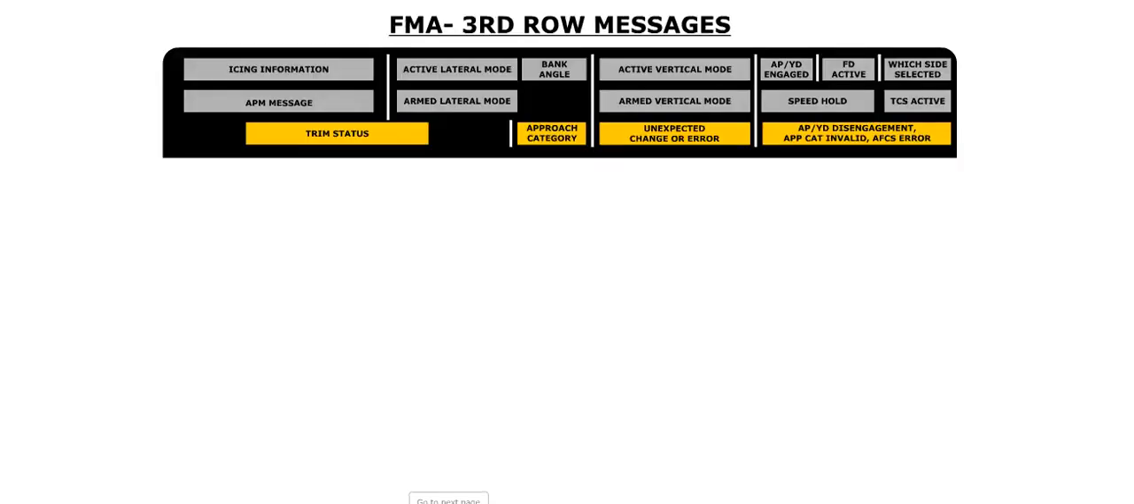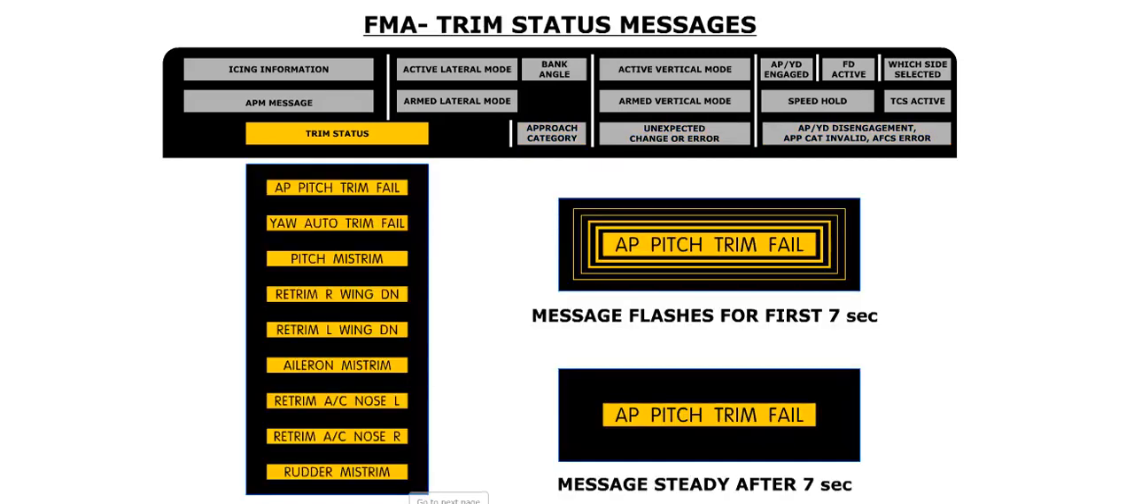Messages are displayed on the third row of the FMA. In addition to icing information, the first column will also display any trim status messages in the third row. These messages are displayed in reverse video, and flash for 7 seconds when they first appear. After that period, the message stops flashing, but remains in view. There are no oral alerts associated with the messages that can appear in this position.